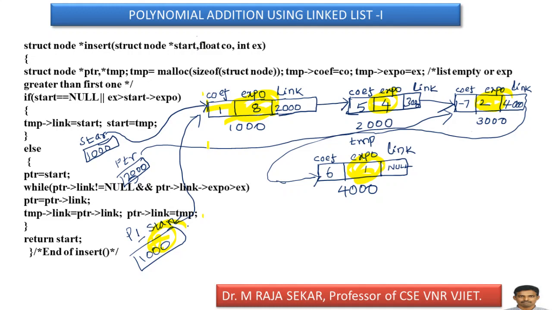In order to understand polynomial addition or subtraction programs, first we must represent these polynomials using a linked list. This is 1x power 8 plus 5x power 4 minus 7x square plus 6x power 1. In a similar manner, I can represent one more polynomial using a linked list.